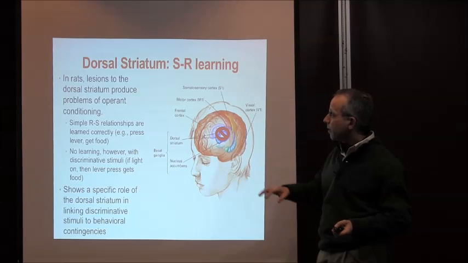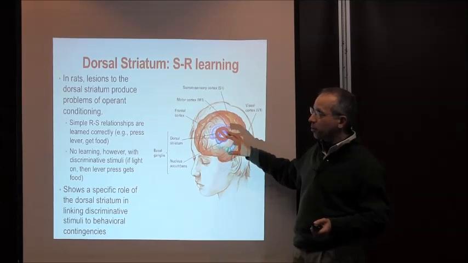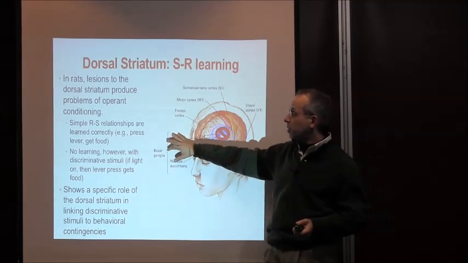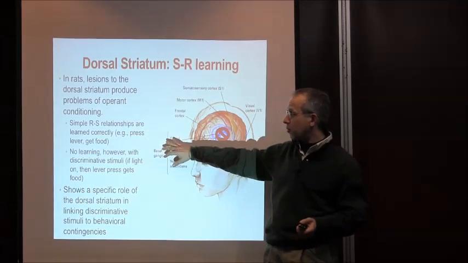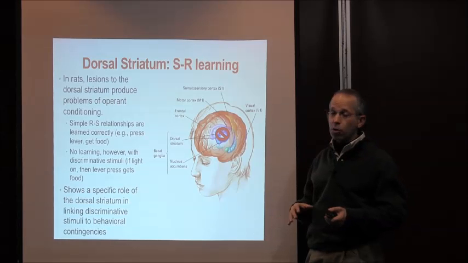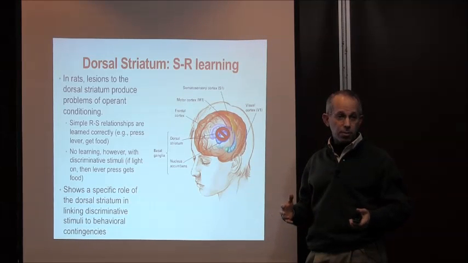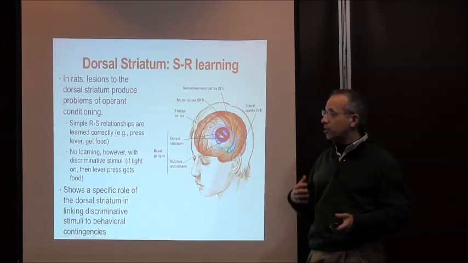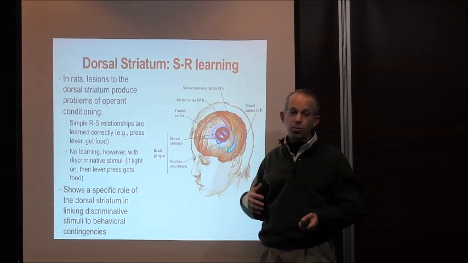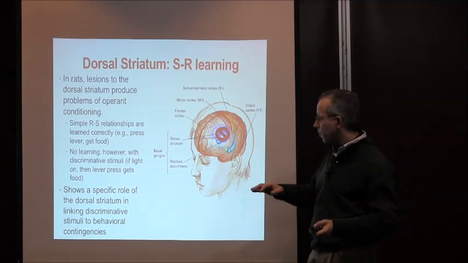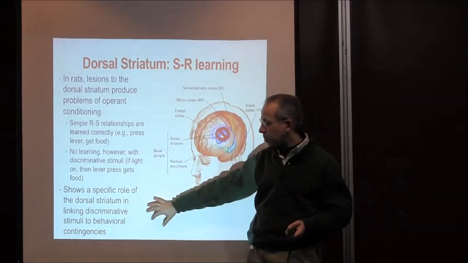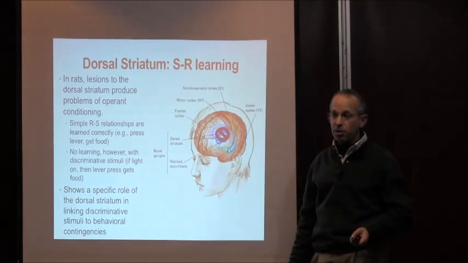In rats, lesions to the dorsal striatum produce major deficits in operant conditioning. In particular, simple response SR relationships are learned correctly, such as press lever, get food, but no learning takes place with the discriminative response. So the idea is you could learn to press a lever, but you can't learn to press a lever only in response to a light being on. So it suggests that the dorsal striatum is particularly involved in linking a discriminative stimulus with behavioral contingencies.